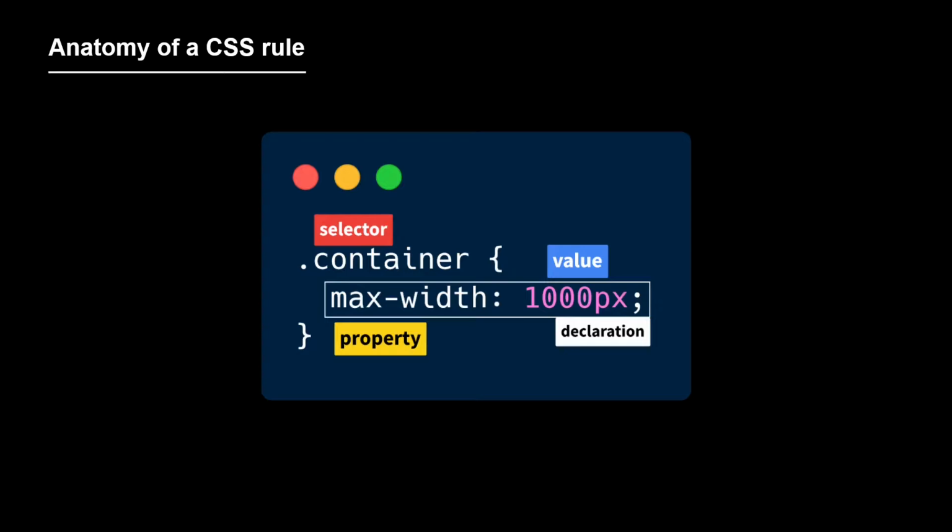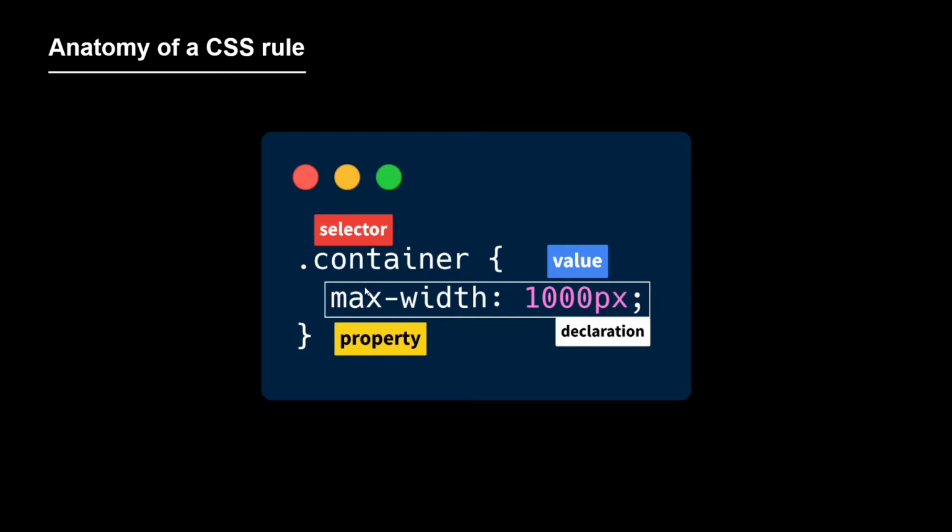Before we begin, let's take a look at the anatomy of a CSS rule. What you see on the screen right now is a simple CSS rule being applied to the element with the class container. The dot container here is called a class selector. As you guessed it, it selects the element where the CSS rule has to be applied. Inside the selector, we have a declaration. A declaration is simply a property and value pair.